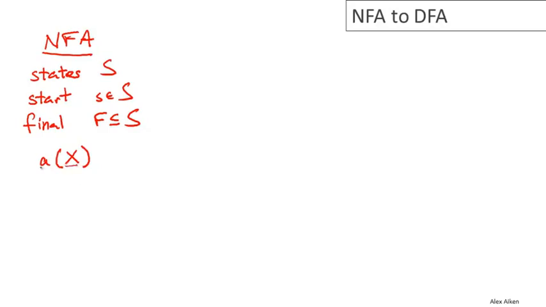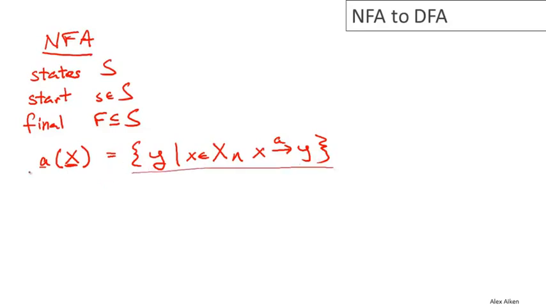So X here is a set of states, and A is a character in the input language. So A of X is equal to those states Y, such that there is some X, little x here, a single state in the set of states, such that there's a transition from X to Y on input A. Okay? So this is just a way of giving the transition function at the set level. It says, for a given set of states X, show me all the states that you can reach on input A.